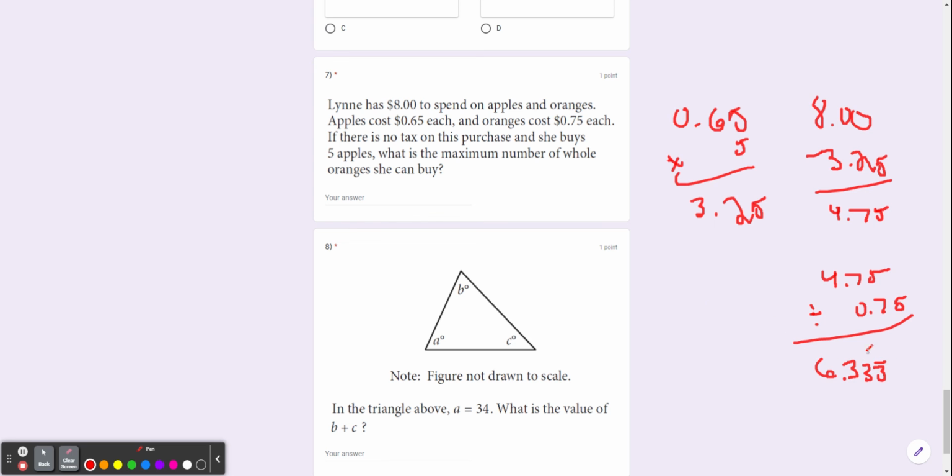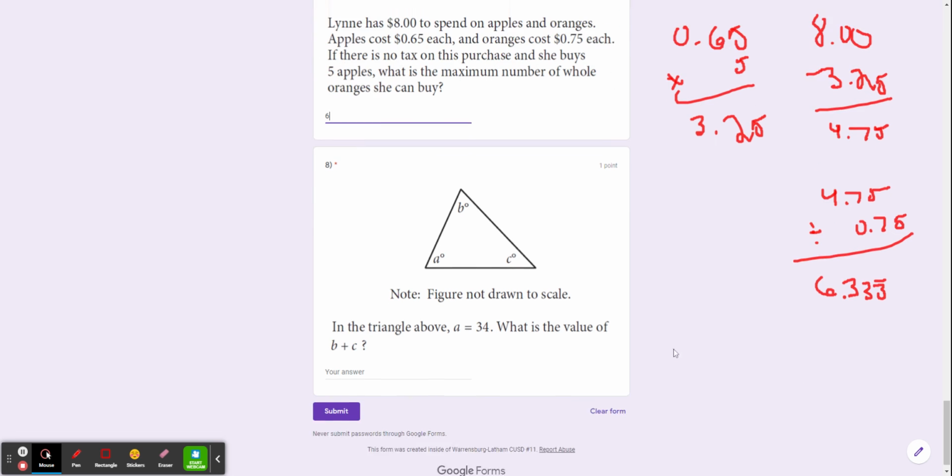Now you have to buy whole oranges, so you can't buy this decimal part, which means at best I can buy 6 whole oranges. So you can't round up or down or anything. You just have to ignore the decimal place. So 6 oranges are the best I can do.